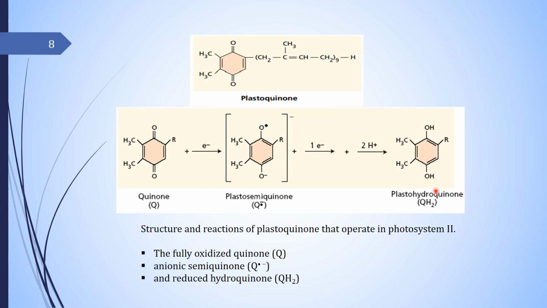And what is the benefit of this cycle? In each turn, for 2 electrons, 2 hydrogen ions are transferred from the stroma to the lumen of the thylakoid.